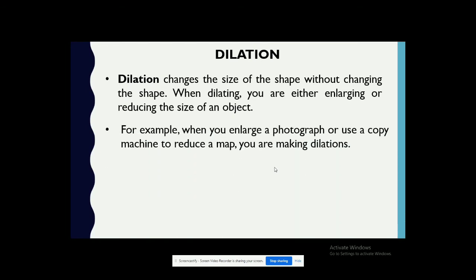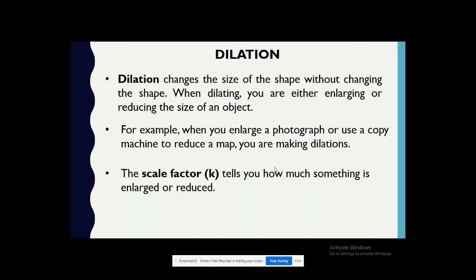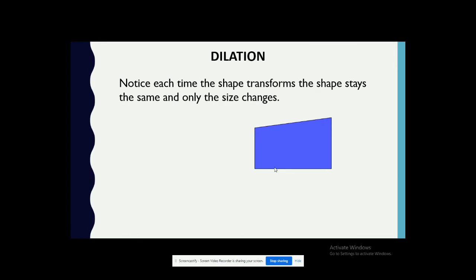For example, when you enlarge a photograph or use a copy machine to reduce a map, you are making dilations. The scale factor, denoted as K, tells you how much something is enlarged or reduced. Now, let's have this example. This is our original object. Notice each time the shape transforms, the shape stays the same and only the size changes.